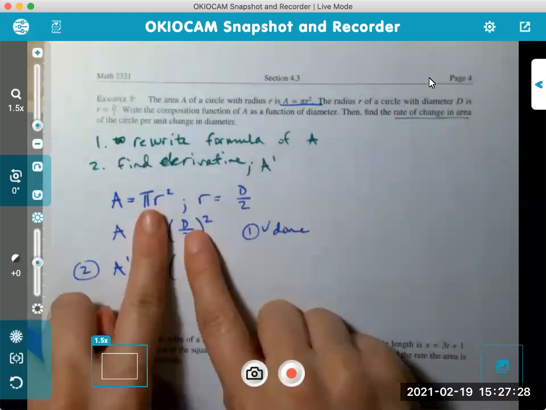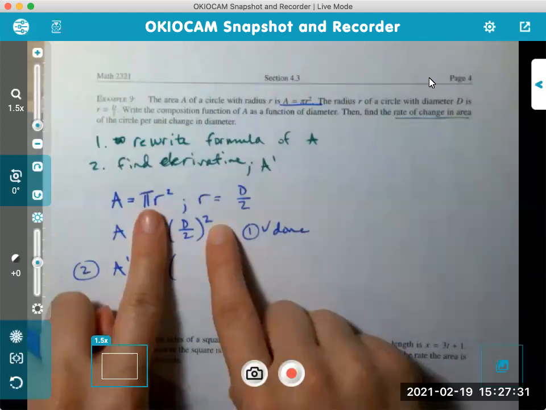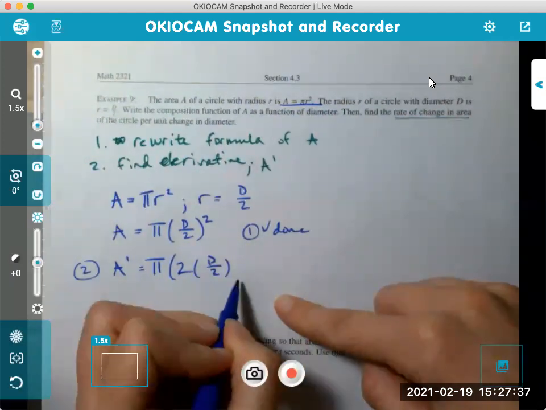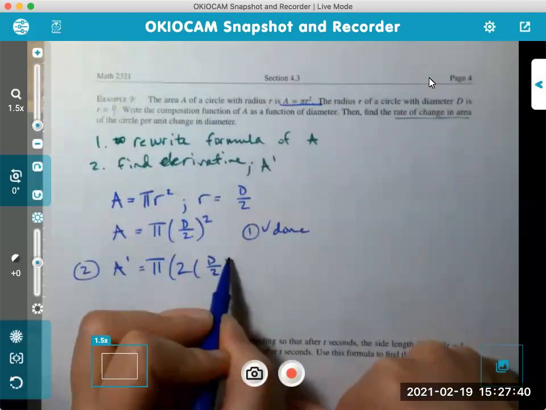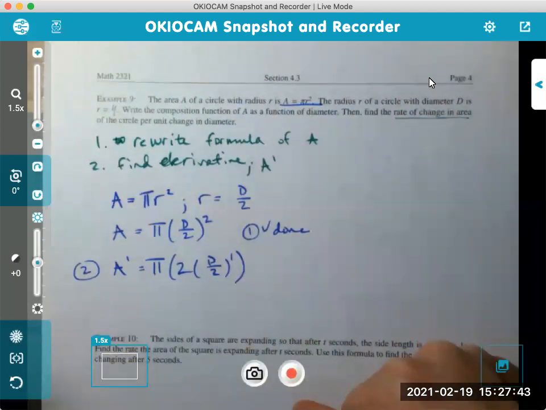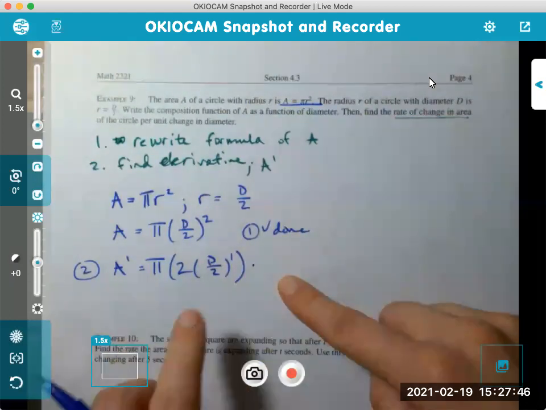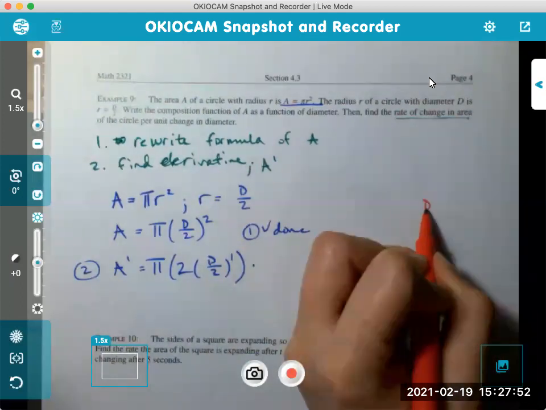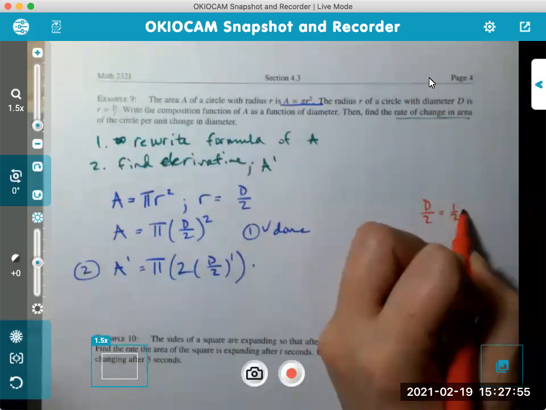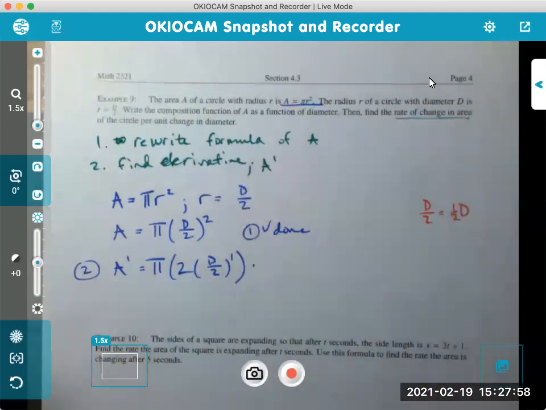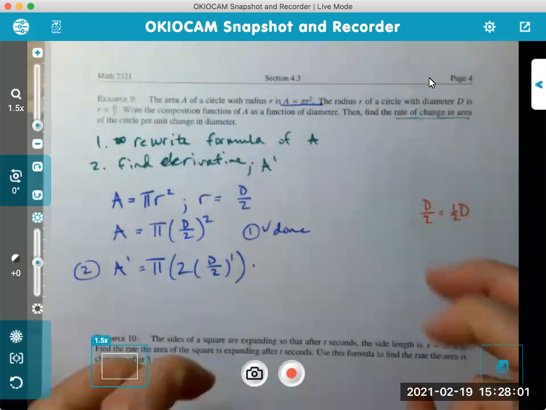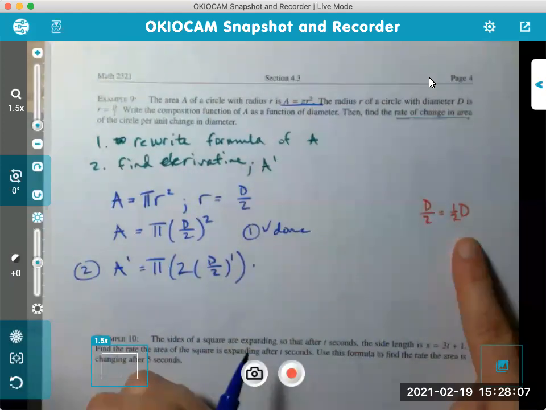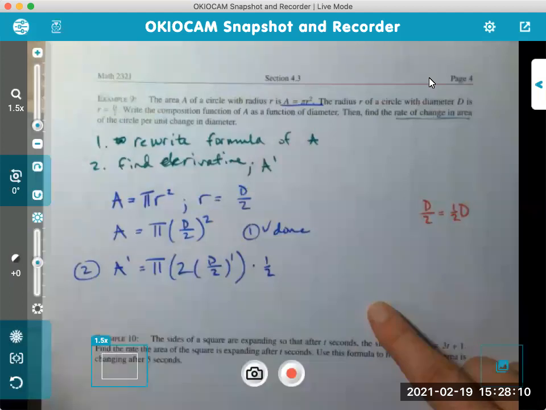So the actual chain rule is just this part right here. What we're going to do first is the outside: 2 times the diameter over 2, technically to the first power, though you don't have to write it, and then times the derivative of the inside. Keep in mind that diameter over 2 is equal to 1/2 times the diameter. Diameter is our x, so to speak, like in the other examples. So the derivative of 1/2 d is just 1/2.